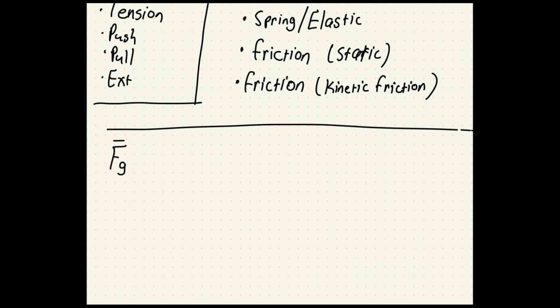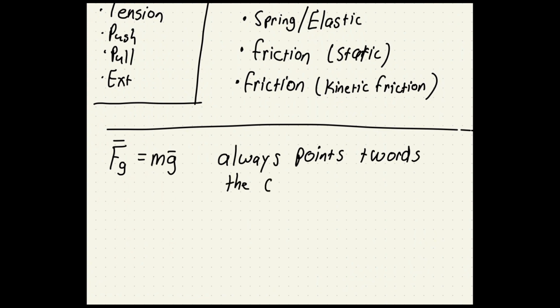Our force of gravity is equal to an object's mass times this gravitational acceleration vector g. Now notice I do have the bars over these equations, so this is a vector equation, and what we see is something with a magnitude and a direction. So when I talk about my force of gravity, I should know that it always points towards the center of the Earth.